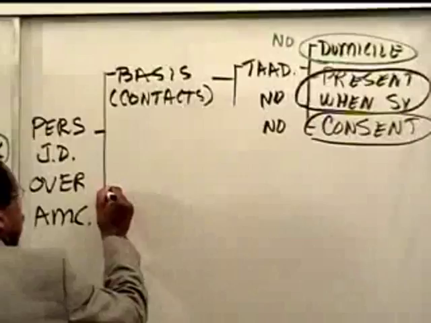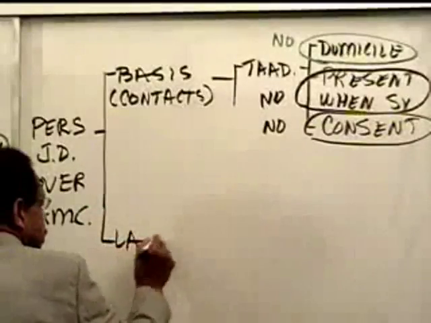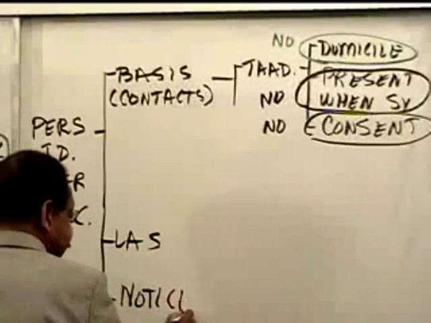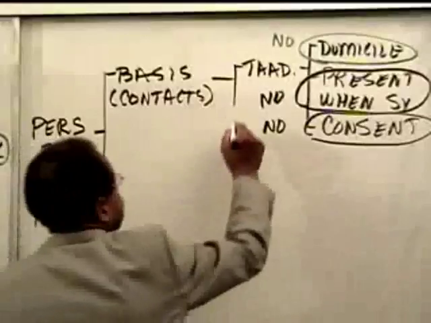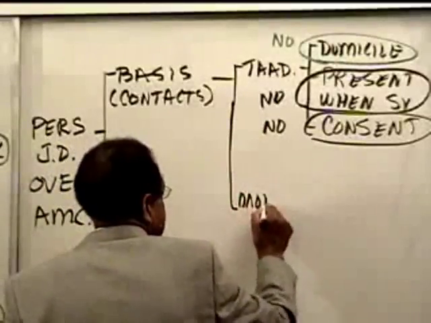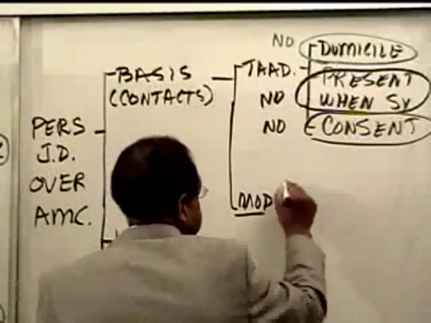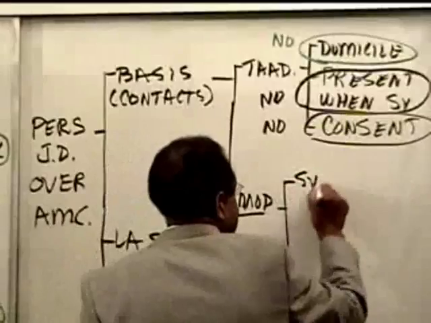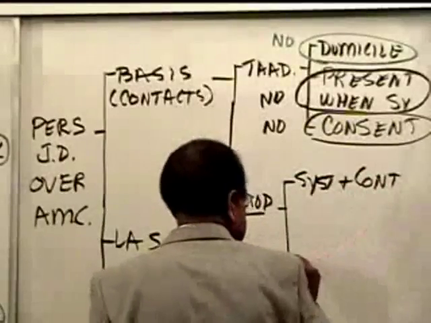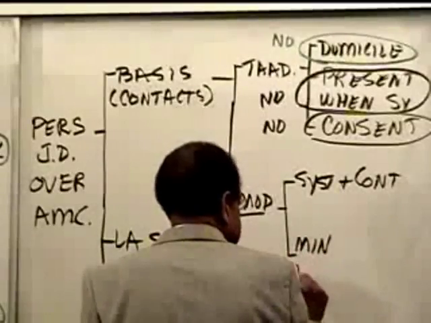Let's finish this out. You need a basis, you need a long-arm statute, and notice. So the traditional basis won't work, and so we try the modern basis. And the modern basis, you recall, there are two of these. One is systematic and continuous activities in the state, and the other one is the so-called minimum contact doctrine.